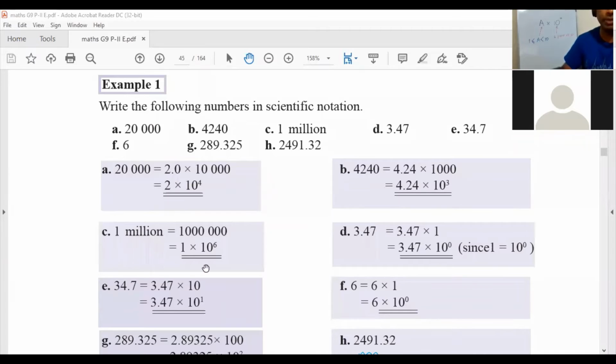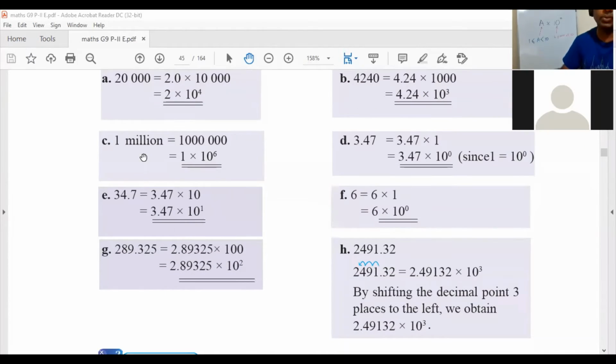Then 1 million. 1 million is equal to 1, and there should be 6 zeros. That is 1 times 10 to the power 6. D, 3.47. 3.47 is already in between 1 and 10. So no need to multiply that one. It can be multiplied by 1.